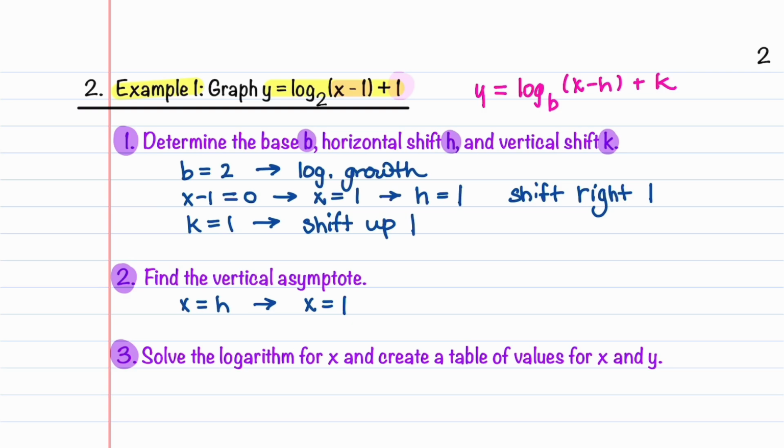Now let's go to the third step. I think this is the hardest step because what we're going to do in this step is solve the logarithm for x and then create a table of values. Solving the logarithm for x, that's the hard part. We're going to start by taking the logarithm that we're going to be graphing, log 2 of x minus 1 plus 1, and we're going to set that equal to y. This way we have our x values and our y values that we can eventually plot.